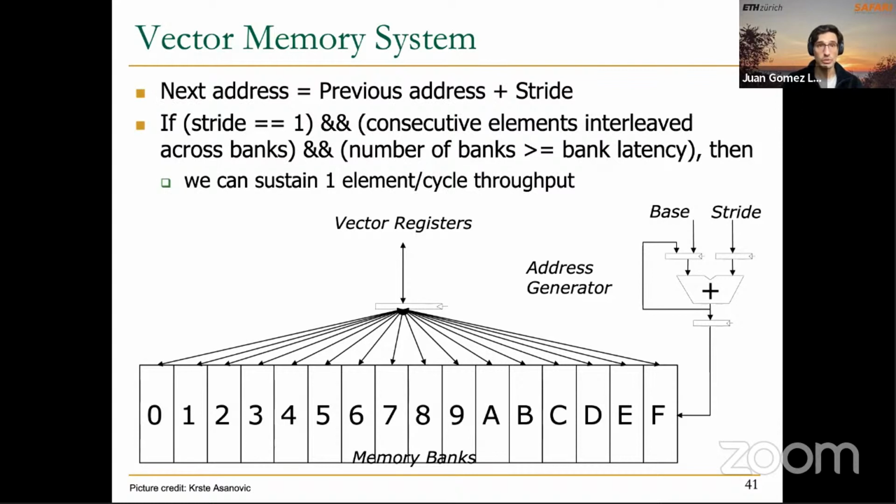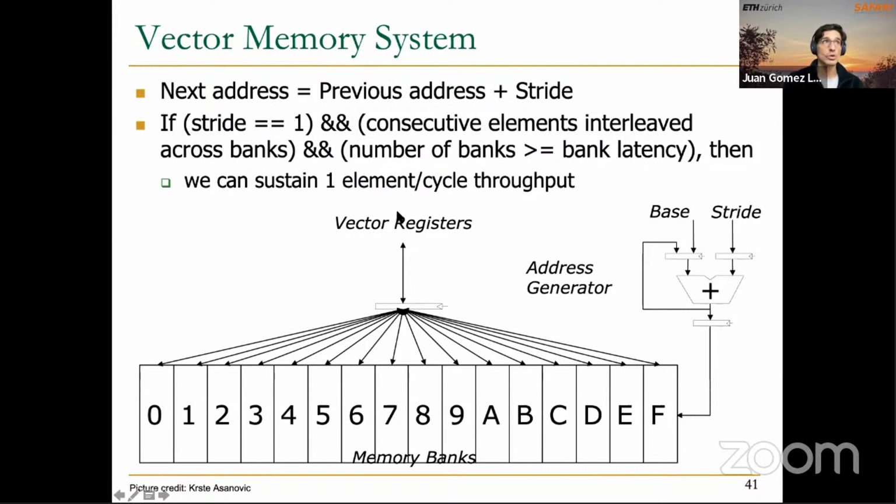In this case, by the way, we are considering stride 1, as I said before, the simplest case. We assume here that stride is equal to 1, that consecutive elements are interleaved across banks. And also another important thing is that the number of banks is greater than the bank latency.